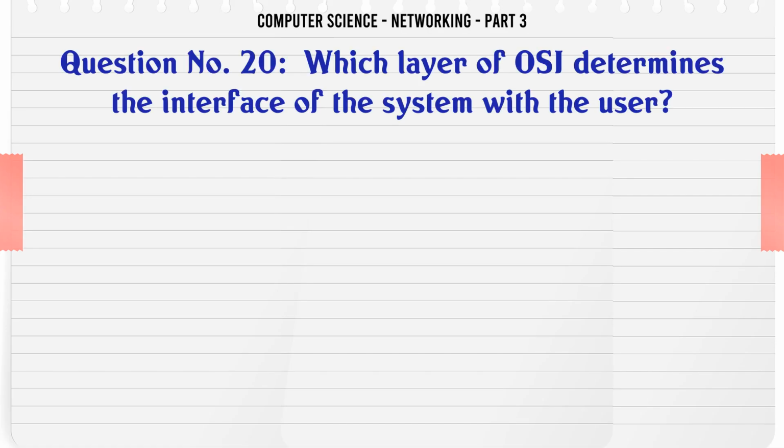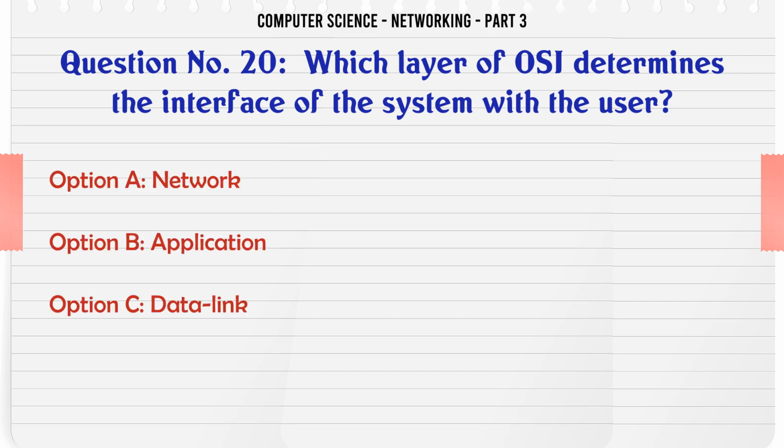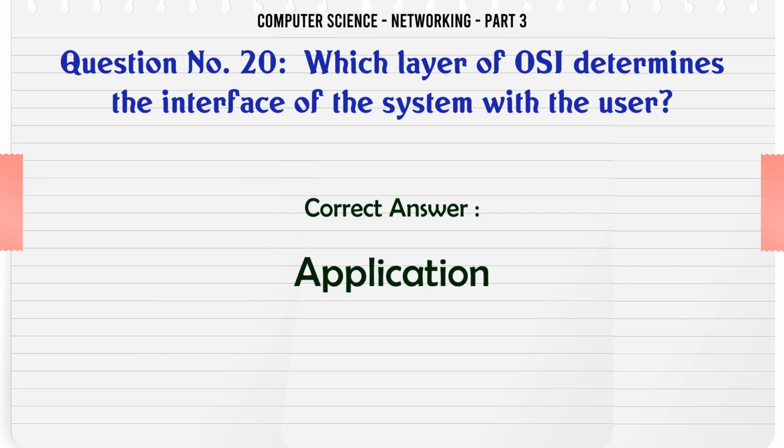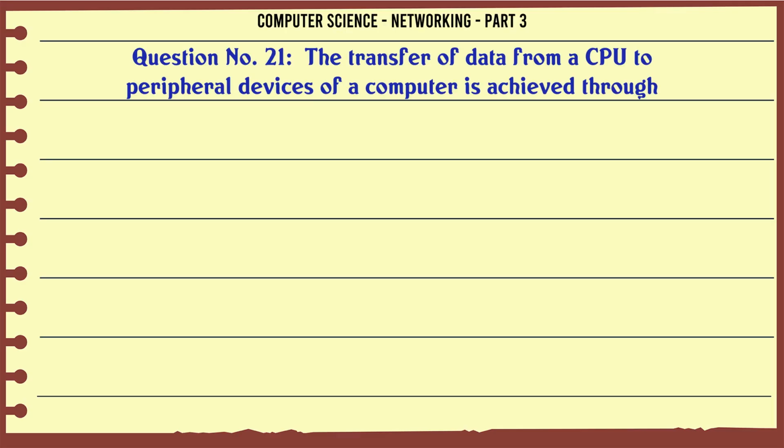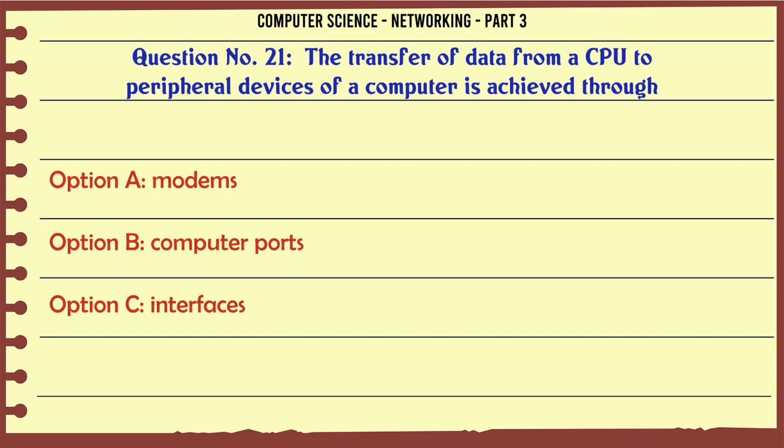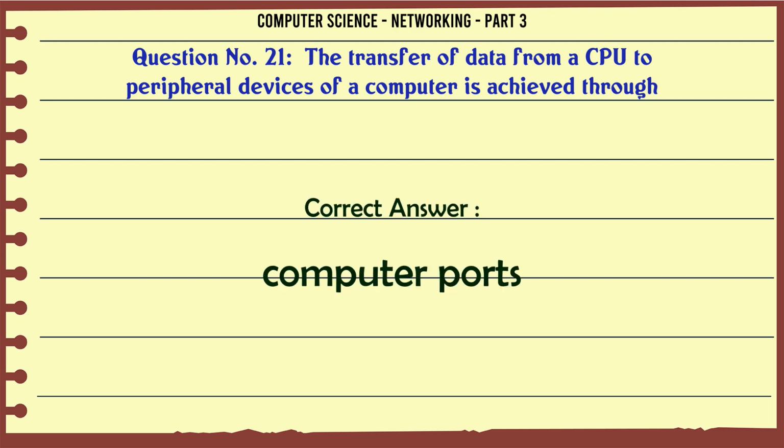Which layer of OSI determines the interface of the system with the user? A, network. B, application. C, data link. D, session. The correct answer is application. The transfer of data from a CPU to peripheral devices of a computer is achieved through A, modems. B, computer ports. C, interfaces. D, buffer memory. The correct answer is computer ports.